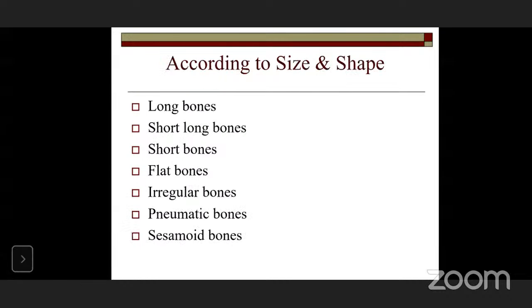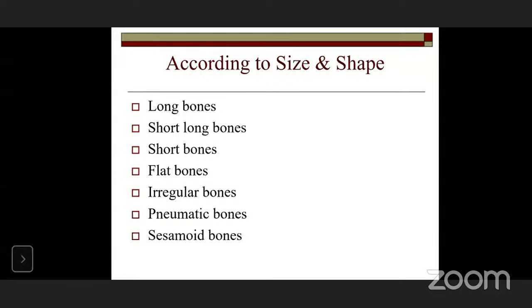According to the size and shape, there is a second category. There are long bones, short bones, flat bones, irregular bones, pneumatic bones, and the sesamoid bone. These are all the seven categories which come under size and shape. Many people will miss this and directly start from this category of the classification.